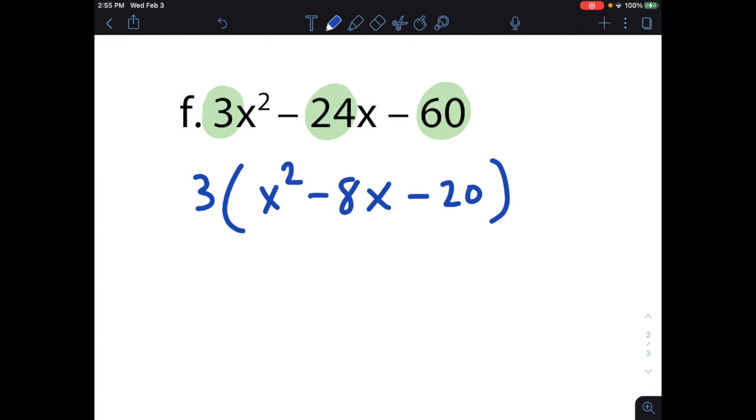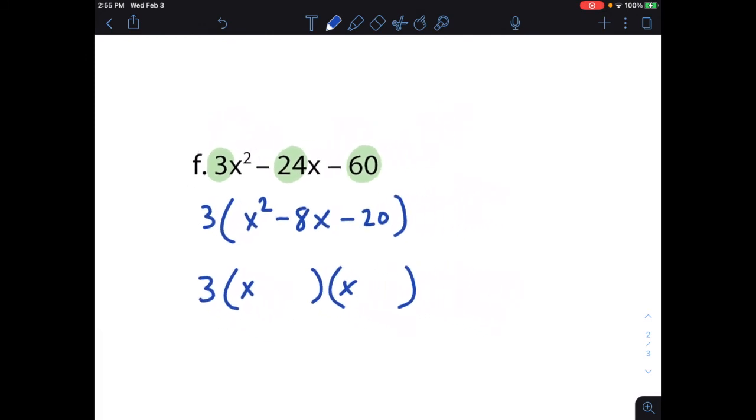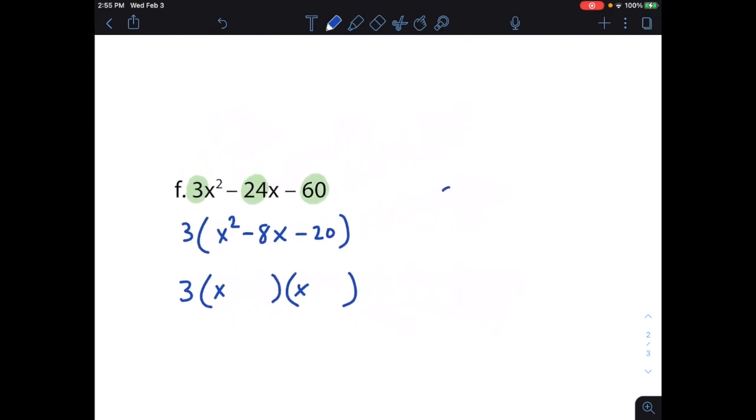And so when we write our answer, we're just going to have that 3 on the outside, and we're going to change that trinomial into two binomials. Since it's x squared, we're going to have an x and an x in the beginning. And now we should look at that 20 and try to figure out what numbers are going to go in our binomials. So we have 1 and 20, 2 and 10, 4 and 5. And in this case, they're both negative.